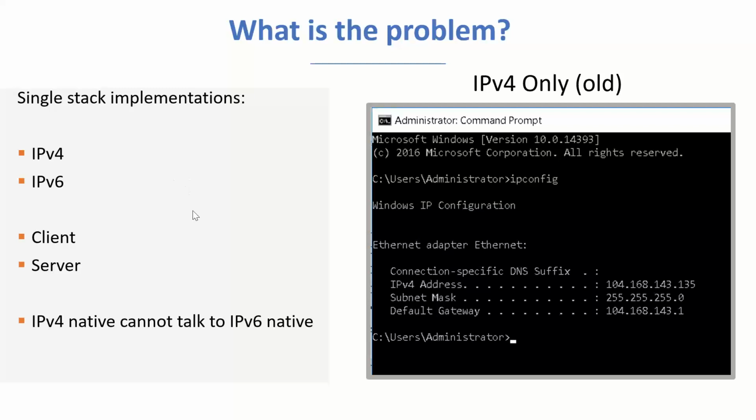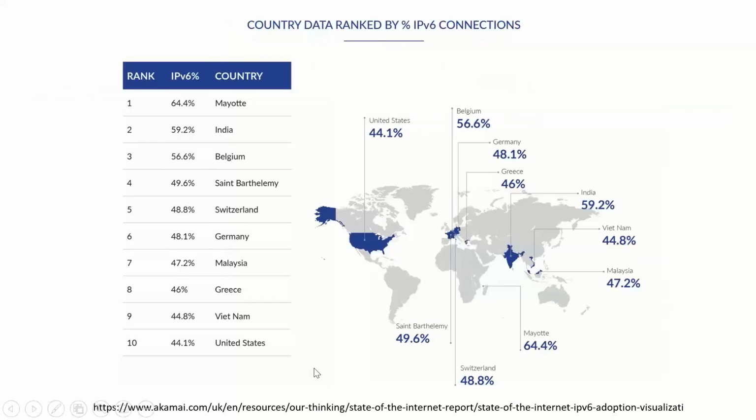Again, that said, I understand that at enterprises, IPv4 is likely to be around for, who knows, the next 20 years in any case, for a very, very long time. The problem is, of course, that v4 natively cannot talk to v6 natively. So you've got to do something in order to make them talk.